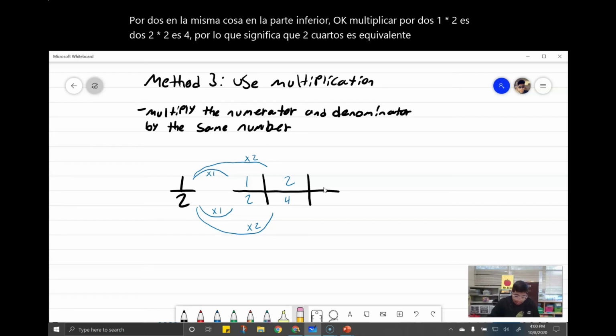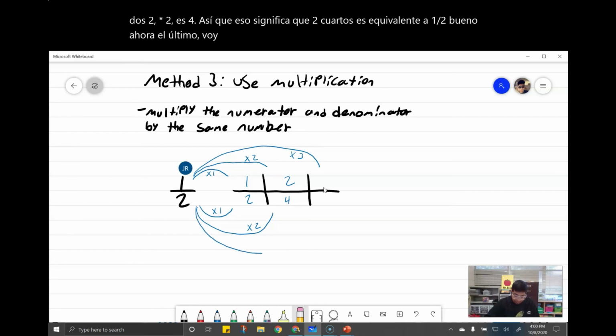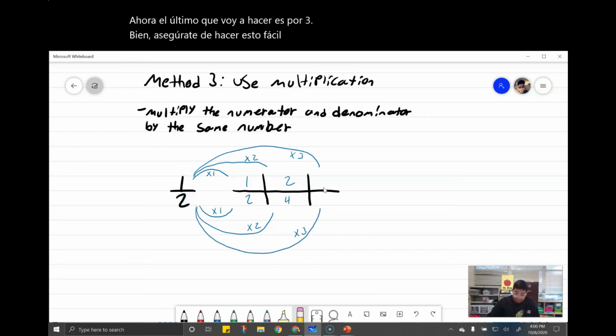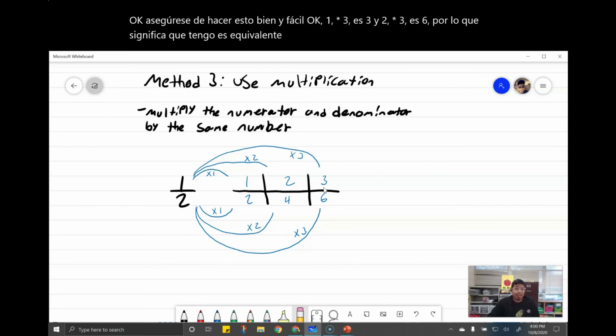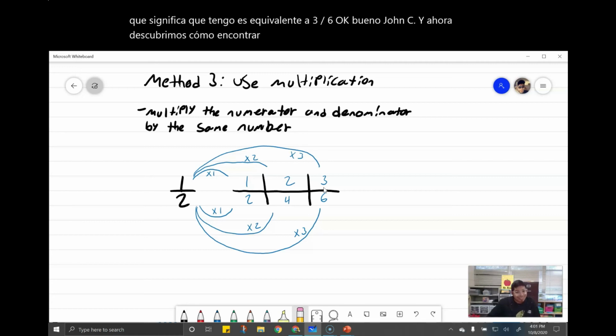Good. Now the last one I'm gonna do is times 3. Okay, make sure you do this nice and neatly, okay? 1 times 3 is 3, and 2 times 3 is 6. So that means a half is equivalent to 3 over 6. Okay, good job. See? And now we found out how to find more equivalent fractions by multiplying. Good job. Okay, so that was our notes for now, okay?